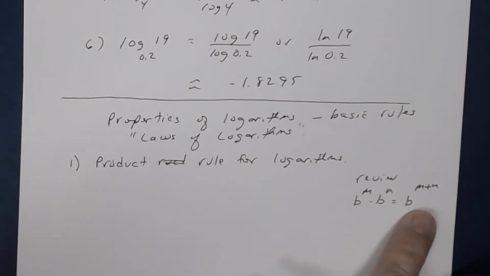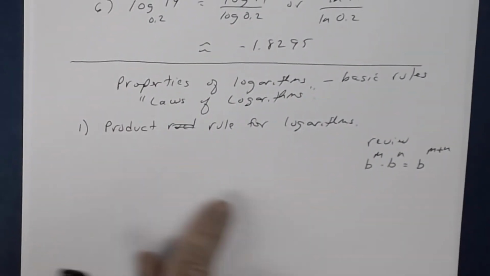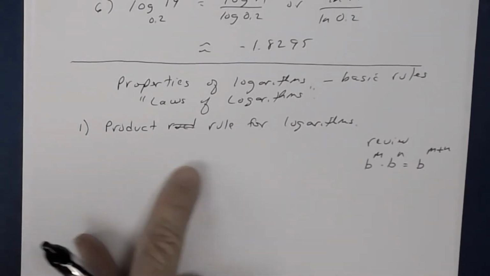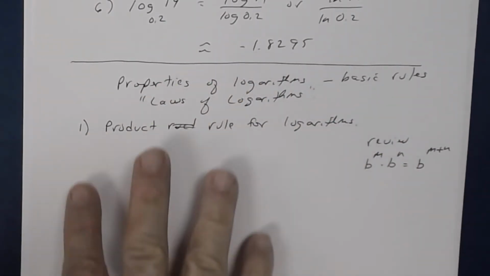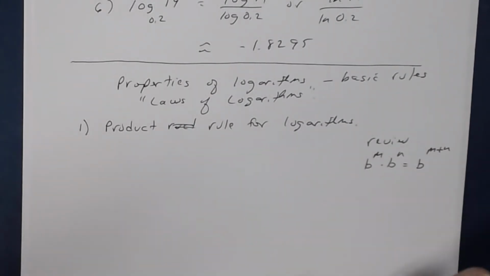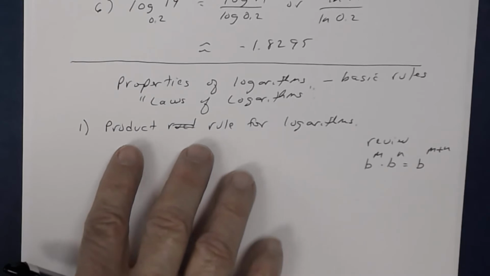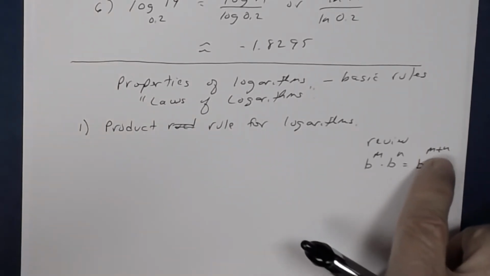Now there is a derivation, a proof on these laws, these properties, why they look like that. But that's not going to be in this lesson. That's going to be something else. But you've got to understand that the product rule is going to involve an addition.